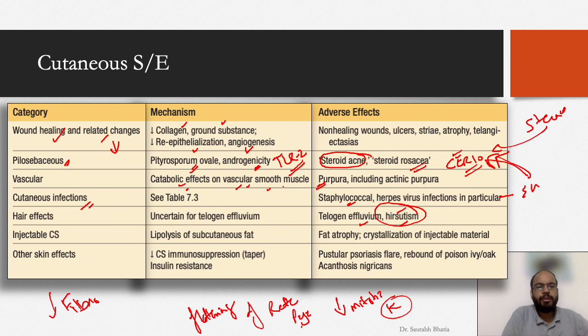Now, injectable corticosteroid. We had discussed in the last presentation the adverse events which are restricted to injectable corticosteroid. Lipolysis of subcutaneous fat has been implicated, causing fat atrophy, and because of that you see localized atrophy when you give an intradermal, subcutaneous, or intramuscular injection. Clear?